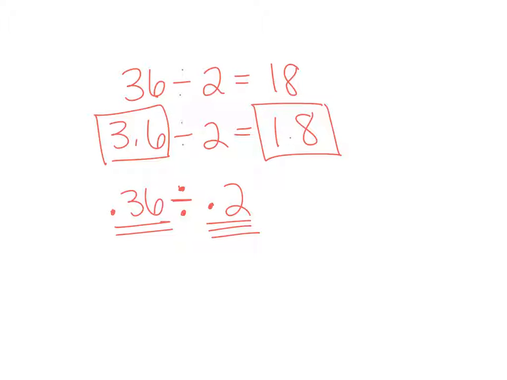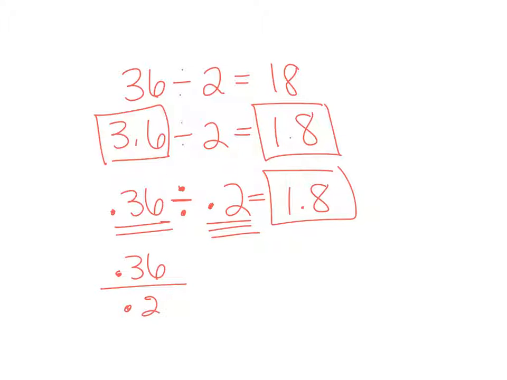Well, guess what? This answer is the same as the one above. It also equals 1.8, and I want to show you why that happens. Remember, we cannot have decimals in the divisor. And so if I write this as a fraction, I see that there's a decimal in the divisor and the denominator. I need to move it one spot. The same thing has to be done to the top.